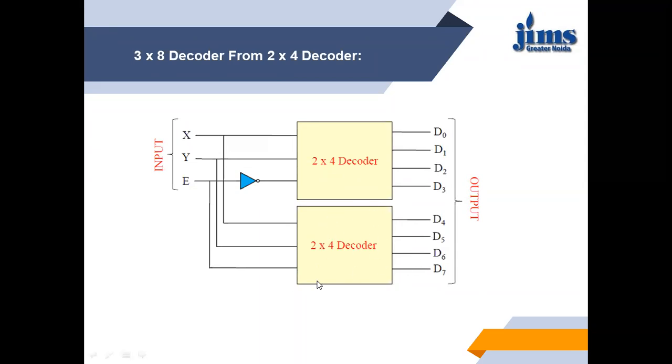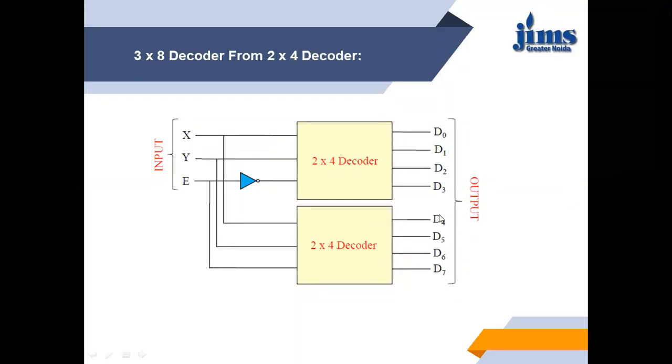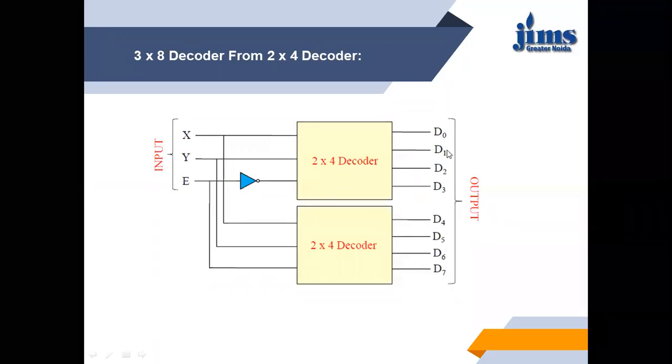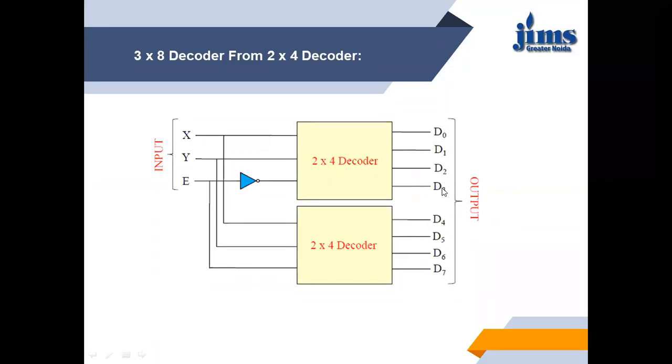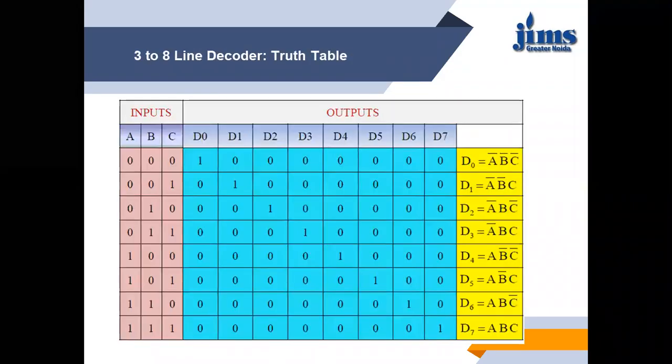Whenever this decoder is deactivated, we don't care about the input combination, the output will be inactive. That means the output will always be 0. So suppose the input combination is 0 0 0. So D0 will be 1, but because this enable is 0, D4 is 0 and we are getting 1 0 0 0 0 0 0 0, which is desirable in this case.